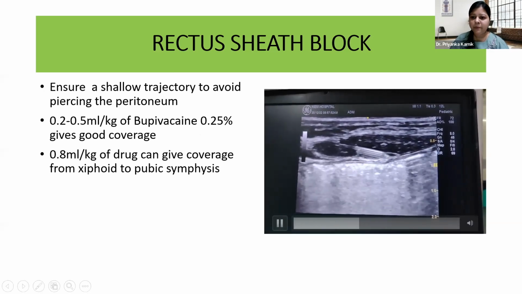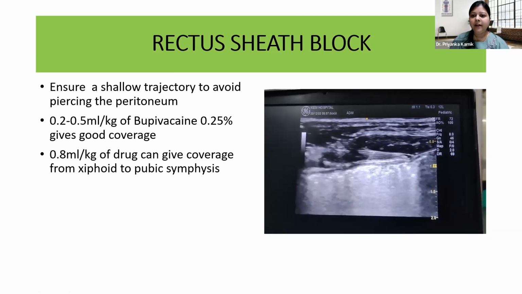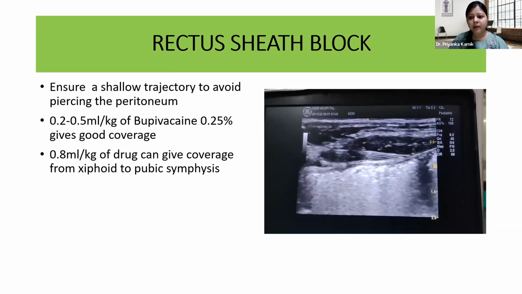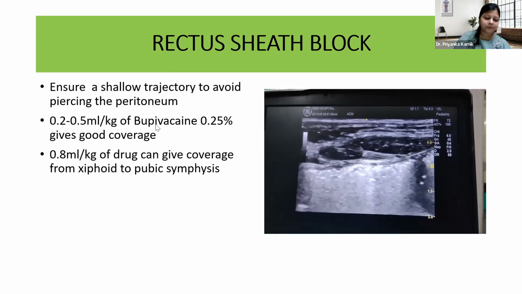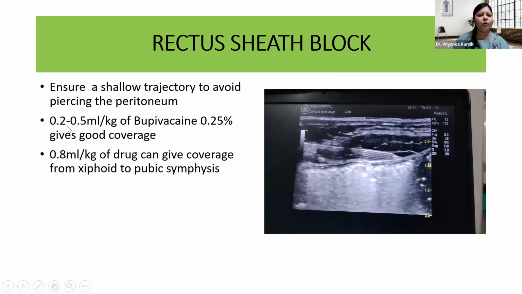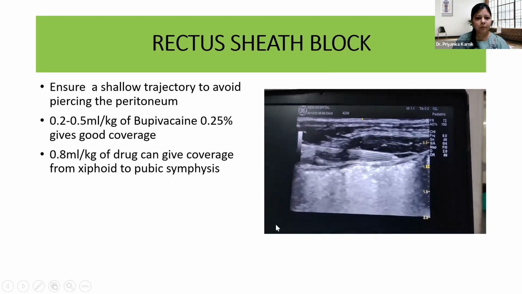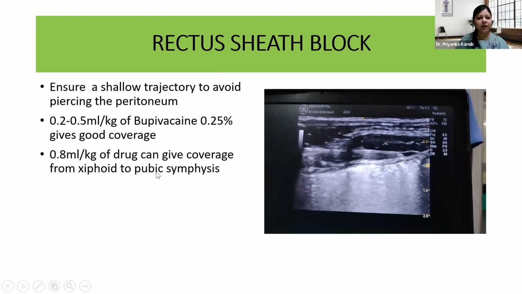Once you have made the space, you can now advance the needle further and then inject the total amount of drug. So around 0.2 to 0.5 ml per kg of 0.25% bupivacaine gives a good coverage. If you give a higher amount of drug, that is 0.8 ml per kg or so, it can give coverage from the xiphoid to the pubic symphysis.